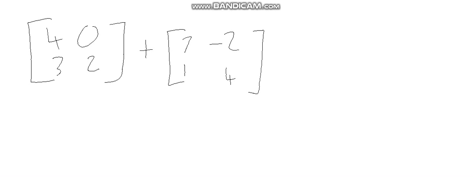So we can see that 4 and 7 are both in the same position with respect to their matrices. 0 and -2 are in the same position, 3 and 1 are in the same position, and 2 and 4 are in the same position. So we'll just go ahead and add the ones in the same position like how you do regular addition. And so the resulting matrix would look something like this.